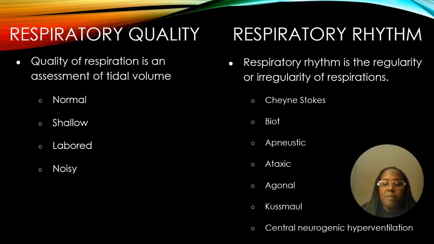Lastly, we're going to look at our patient's rhythm, and it's going to be talking about the interval at which they're breathing. We want to look to see if it's irregular. There are a couple of different rhythms that they may have that are kind of typical for our patients. It's going to be Cheyne-Stokes, Biot's, apneustic, ataxic, agonal, Kussmaul, and central neurogenic hyperventilation. So make sure that you're familiar with all of these and what conditions cause these different types of rhythms.